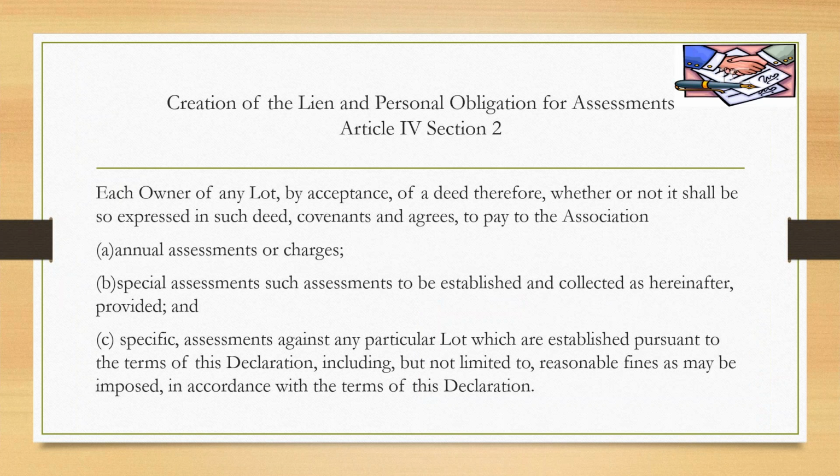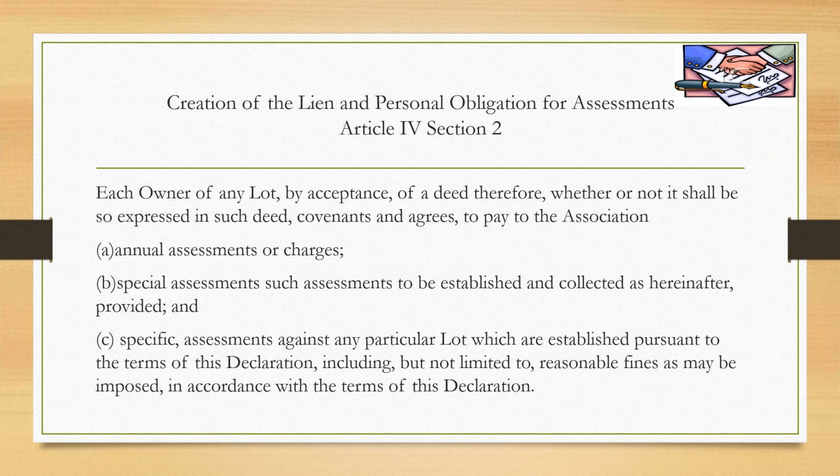The creation of a lien and personal obligation for assessments. Our documents in Article 4, Section 2 provide that the association may assess an annual assessment, and we do, and that's $450 a year, and that special assessments can also be assessed in order to take care of a matter that is not covered in the budget. For example, if there is a major repair that must take place with the pool, and that's something that was not foreseen, then the board of directors managing the association at that time may deem it necessary to assess a special assessment, and that would be equal across all owners.